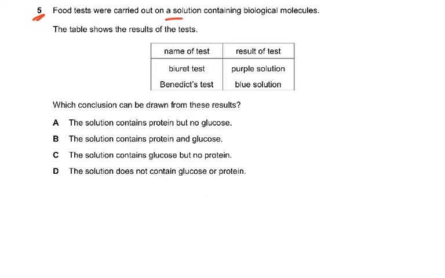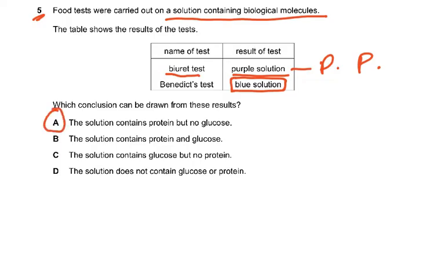Food tests were carried out on a solution containing biological molecules. The table shows the results. Biuret test was purple. So P for purple, P for protein, P for present. Then Benedict is blue, so that means it does not change color, so that means there's no reducing sugar, or you can say there's no glucose. So that is why the answer to 5 is A. The solution contains protein but no glucose, because Benedict did not change color to red or brick red or any other color, orange even, and that would be a positive reducing sugar test, and glucose is a reducing sugar.